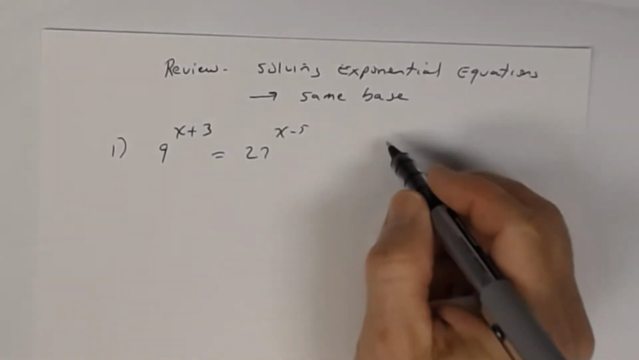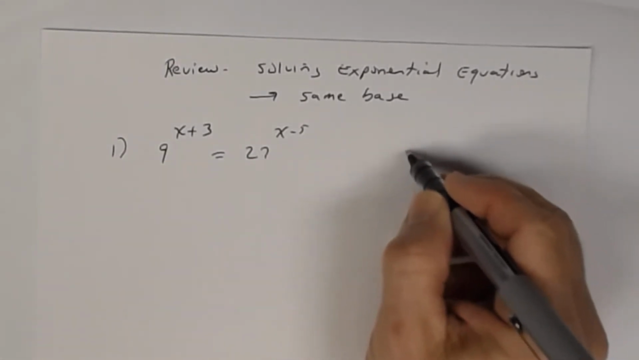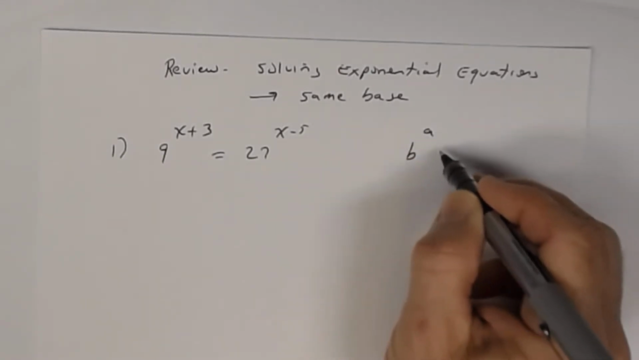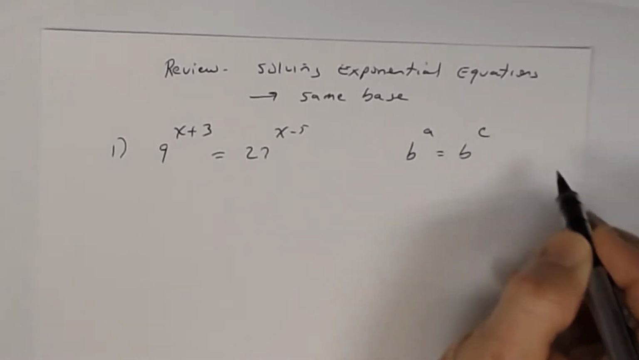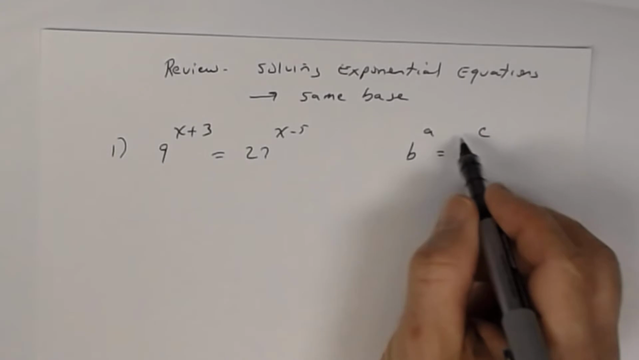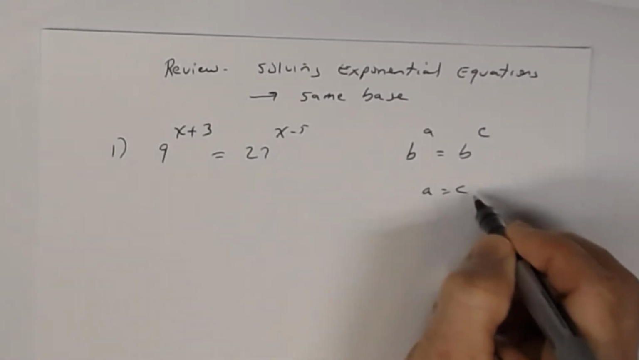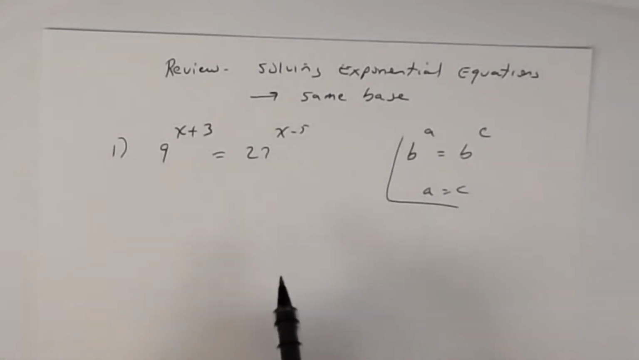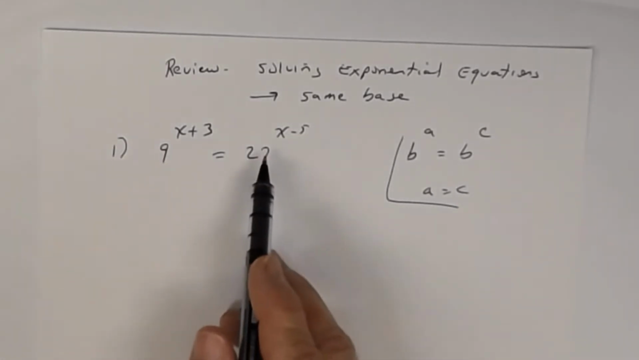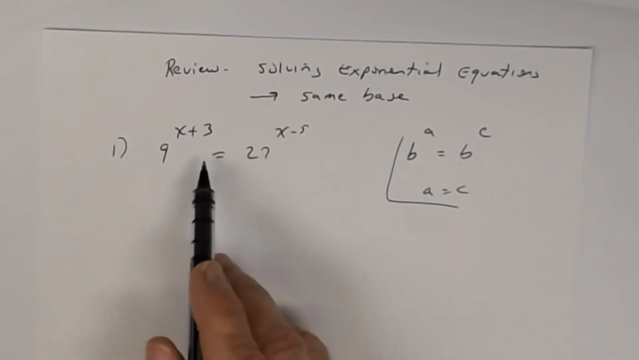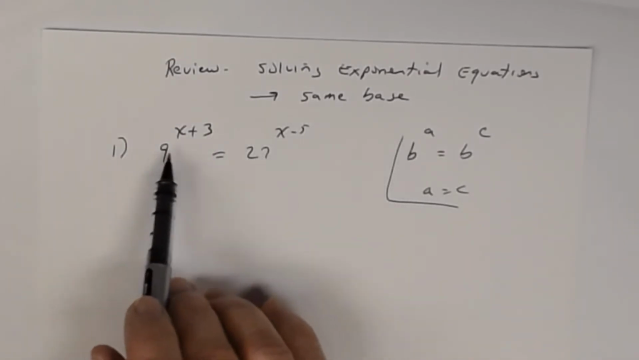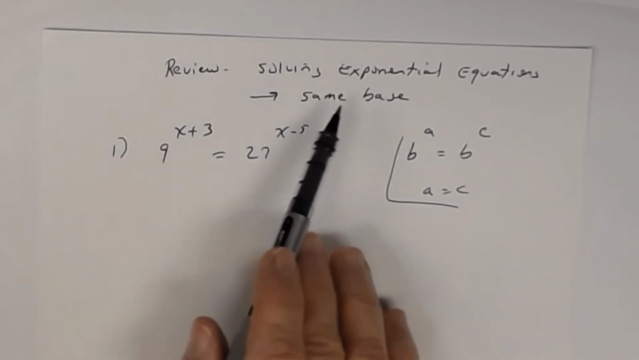So remember, one of our properties indicated this, that if you have b to the a power equals b to the c power, as long as these bases are the same, the exponents have to equal. So a must equal c. And so that's the idea we're going to use here. So I want you to notice that 9 and 27, I can rewrite as a different base than what you see, using another base.